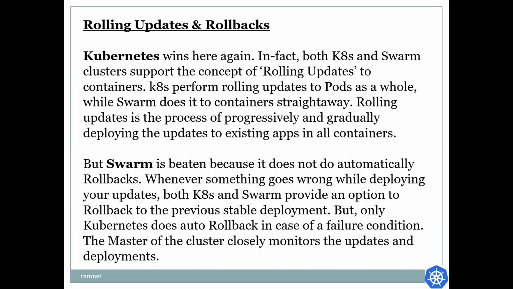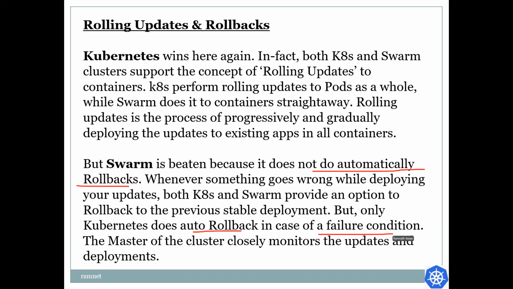But Swarm is beaten because it does not do automatic rollbacks. Whenever something goes wrong while deploying your updates, both K8s and Swarm provide an option to roll back to the previous stable deployment, but only Kubernetes does the auto rollback in case of failure condition.